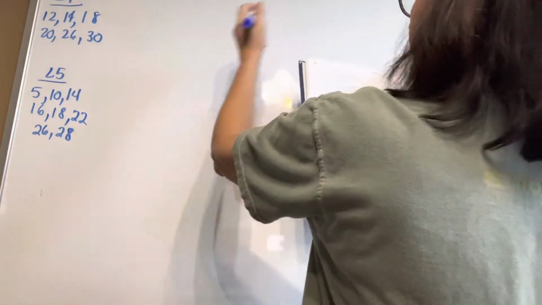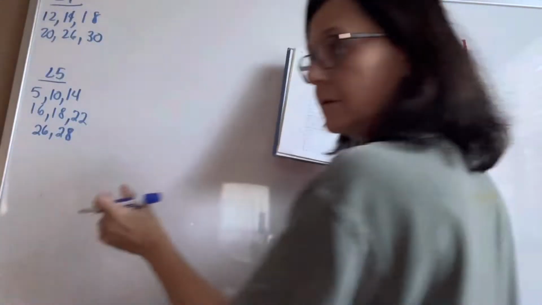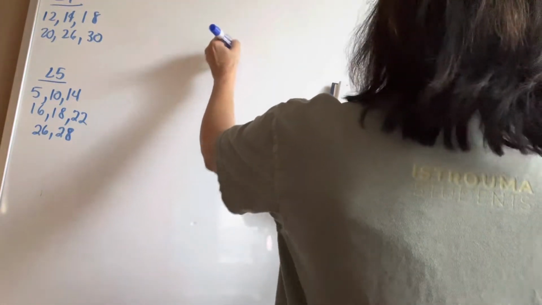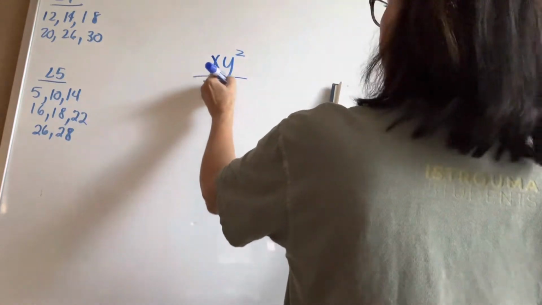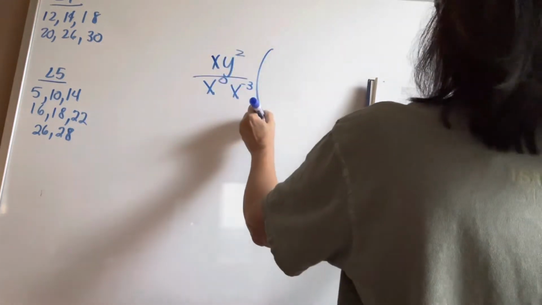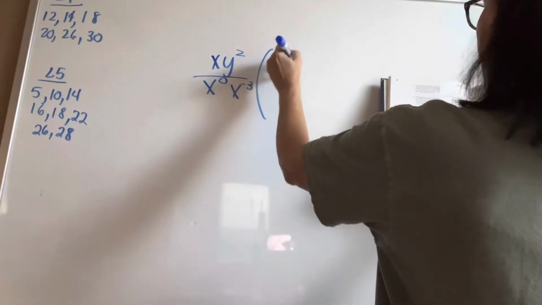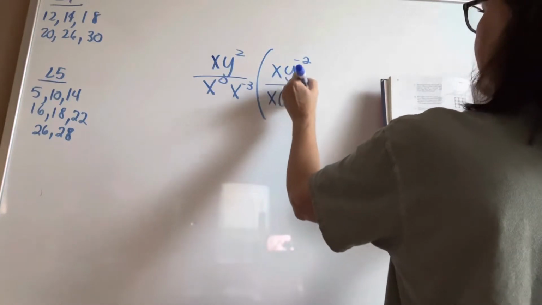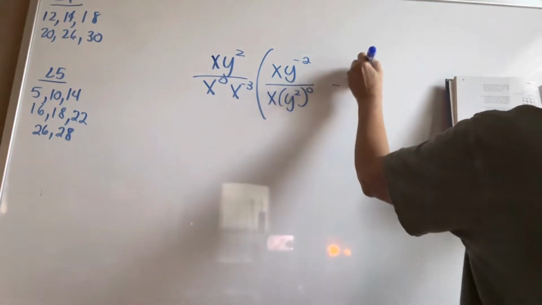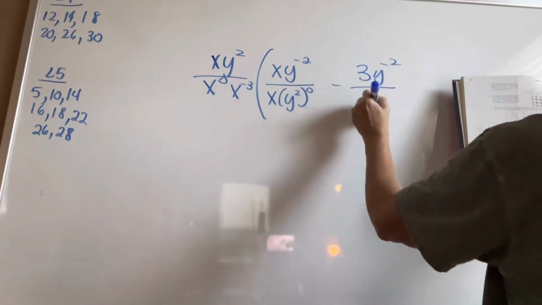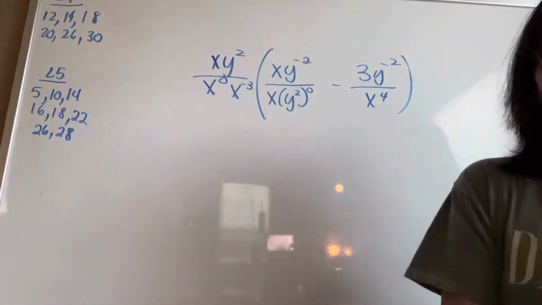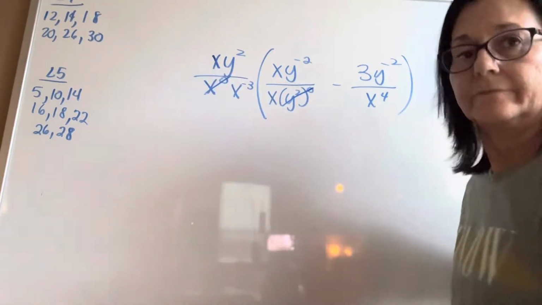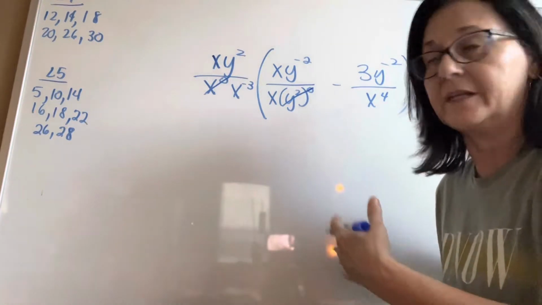All right, so we have x y squared over x to the 0, x to the negative 3. We're going to distribute that to x y to the negative 2 over x y squared to the 0, minus 3y to the negative 2 over x to the 4th. First I'm going to note that that's 1 and that's 1. And 1 times anything is the other thing.